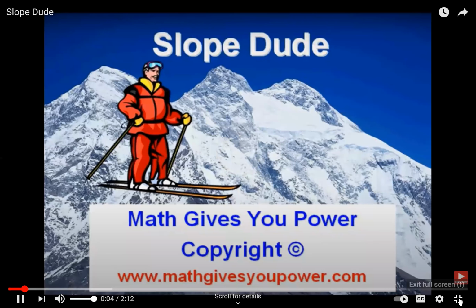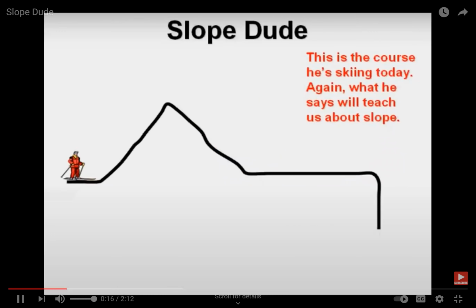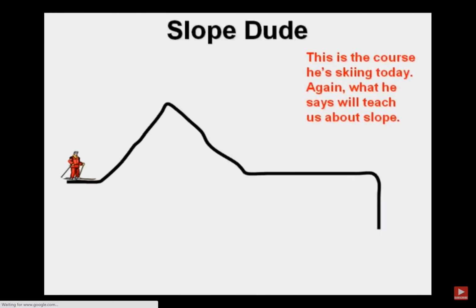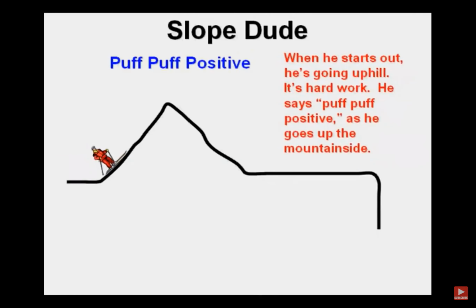Welcome to the adventure of Slope Dude. Meet Slope Dude. He loves to ski. We are going to follow him and he'll teach us some important aspects of slope. This is the course in skiing today. Again, what he says will teach us about slope. You need to remember that Slope Dude always skis toward the right or eastward. When he starts out, he's going uphill. It's hard work. He says puff, puff, positive as he goes up the mountainside. Puff, puff, positive, puff, puff, positive, puff, puff, positive.